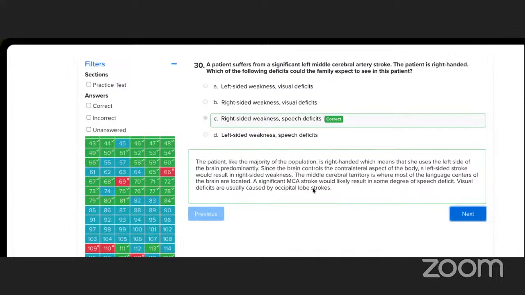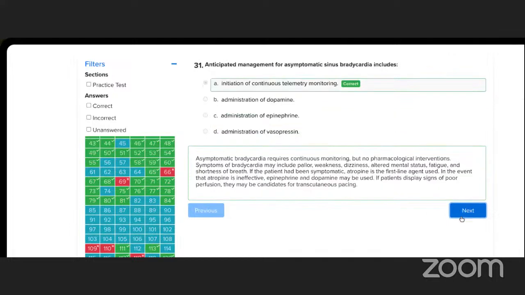If you're making a flashcard, just make note of the difference. If it's an MCA stroke, speech is going to be affected. For visual deficit, the part of the brain that affects vision is the occipital lobe. So that's something that you might want to go over.